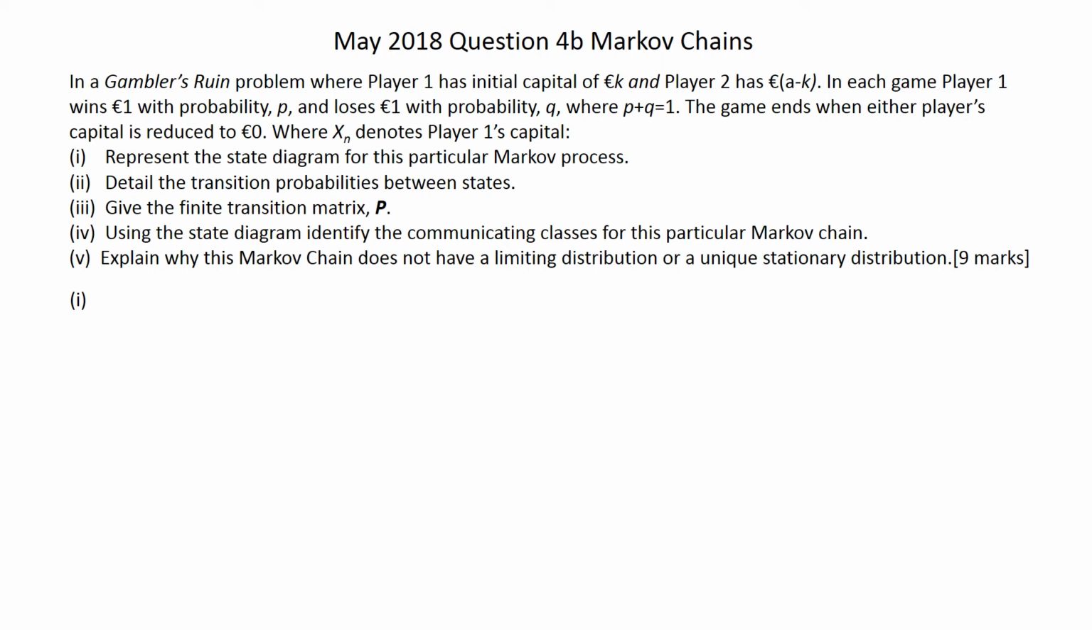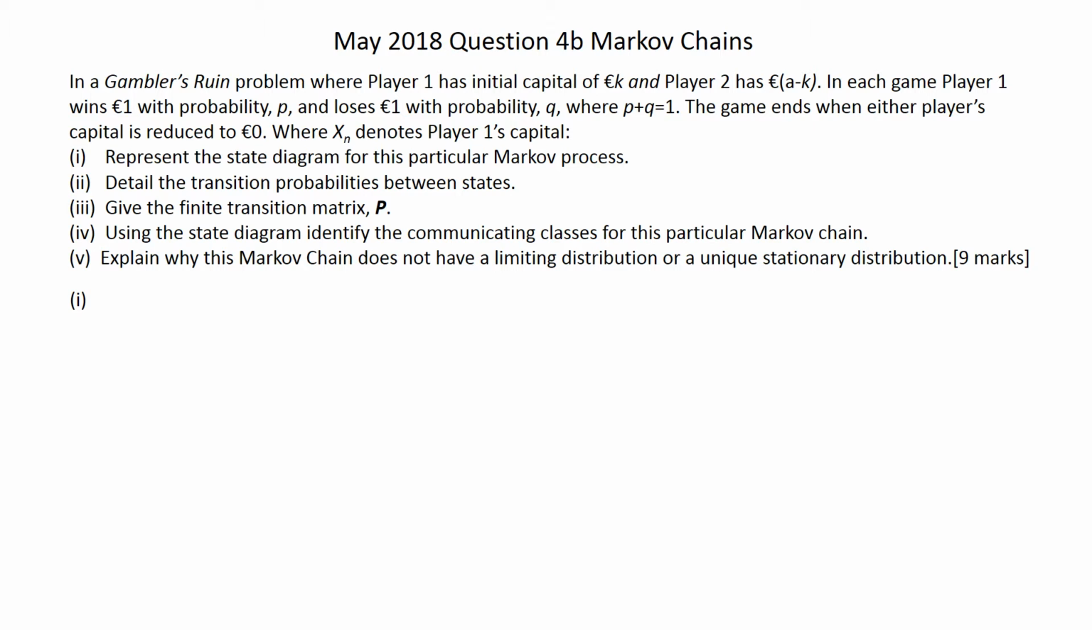Hello, this is May 2018 exam question 4b Markov Chains. This is a gambler's ruin problem where player 1 has an initial capital of k euros and player 2 has the initial capital of a minus k euros, which means the total amount you can win in this game is a euros. In each game, player 1 wins with a probability p. They win €1 and they lose €1 with a probability of q, where p plus q equals 1. That means that they're the only two outcomes from each game.